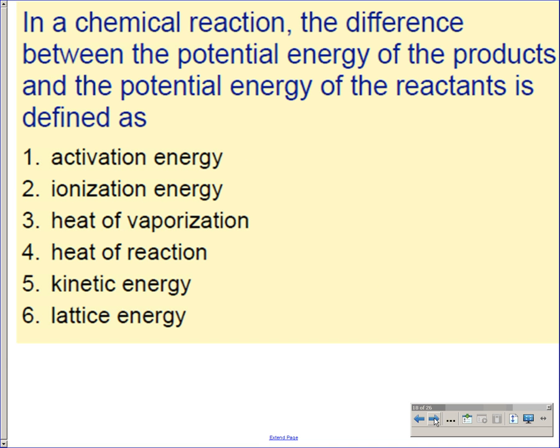Okay, in a chemical reaction, the difference between the potential energy of the products and the potential energy of the reactants is defined as delta H, but what's the terminology we use for that? Heat of reaction, thank you. So be able to transfer between what I mean by delta H, enthalpy, and heat of reaction. It's called like three or four different things, so make sure you know that that's the same thing.